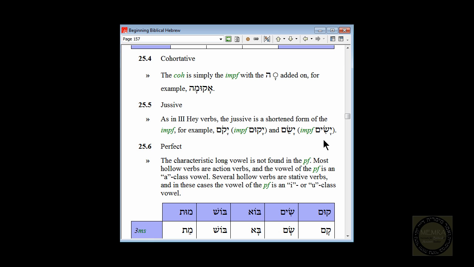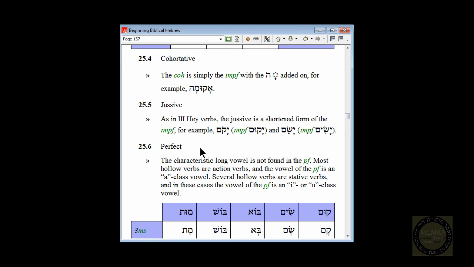Same thing down here with a middle yod hollow verb. Yasim is your imperfect, but the I-class hireq yod is going to shorten to a tsere. That'll be the short form. So again, jussives are shortened forms in many cases. Now the perfect is another issue, but again, I don't think you're going to find these difficult. There are a limited number of hollow verb lemmas, and you'll learn them in your vocabulary.